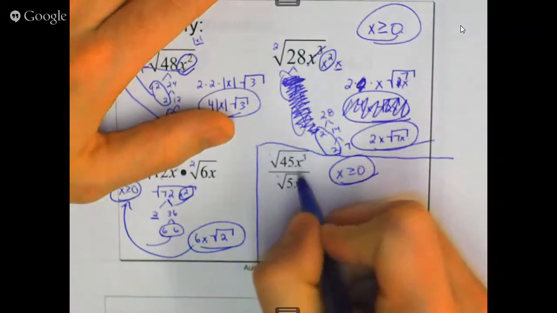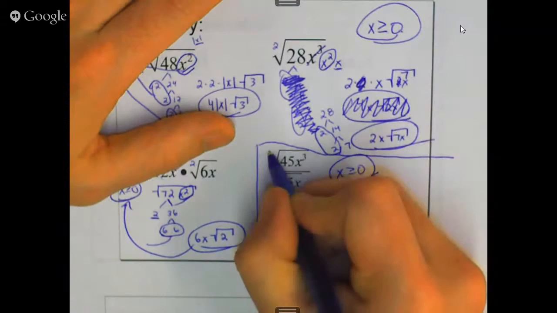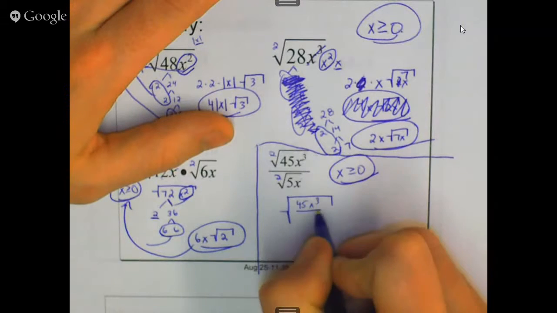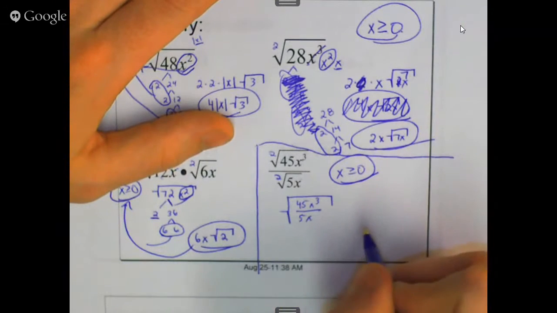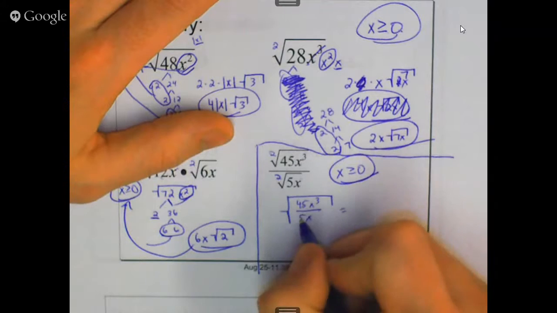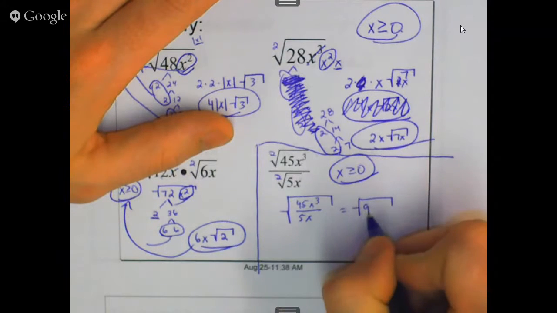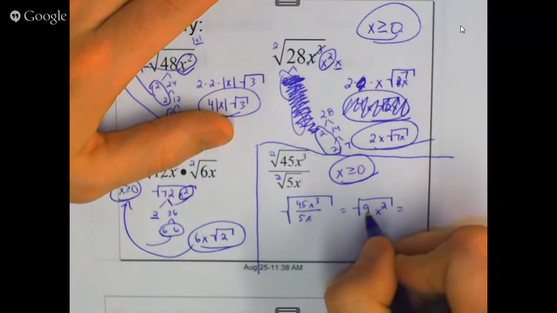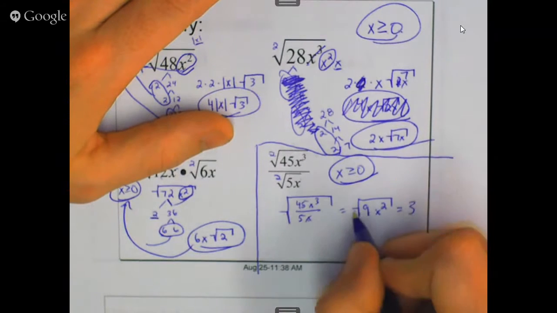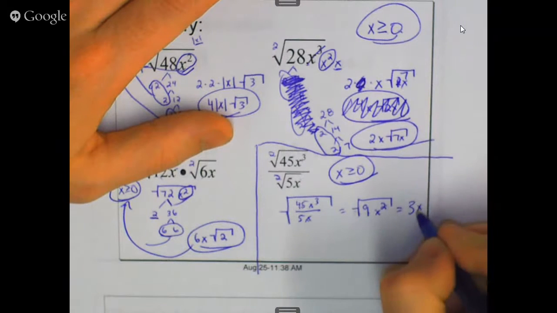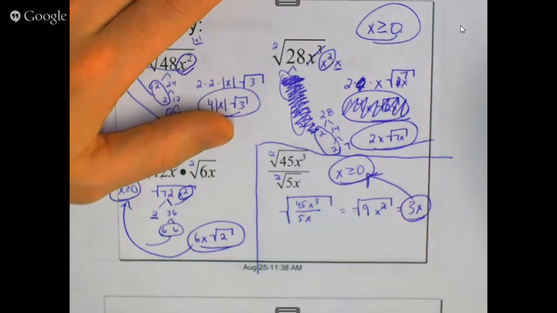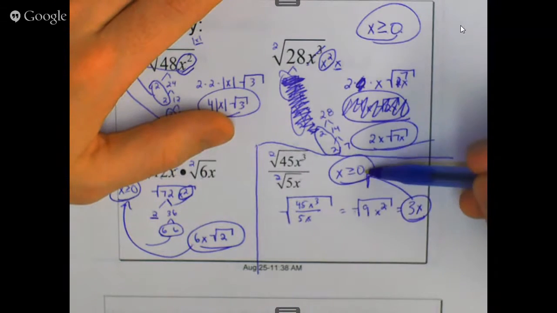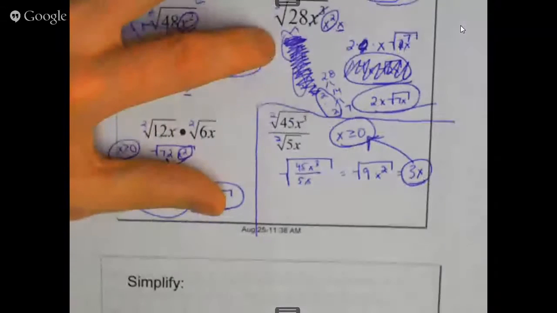With division, I can put them under one radical since the index is both 2. So we've got 45x to the third over 5x. Well, 45 divided by 5 is 9. X to the third divided by x is x squared. And then the square root of 9 is 3. The square root of x squared is x, since we already said that. Had we not said this already, we would say absolute value of x. But we already know it's got to be positive from that statement right there.